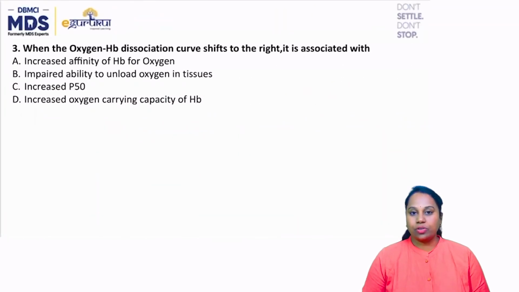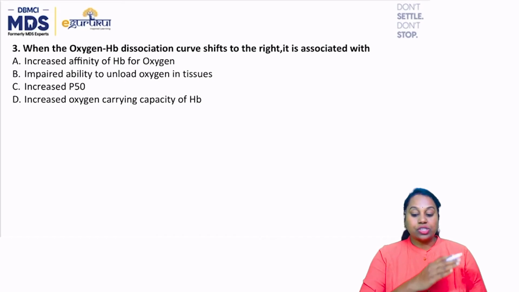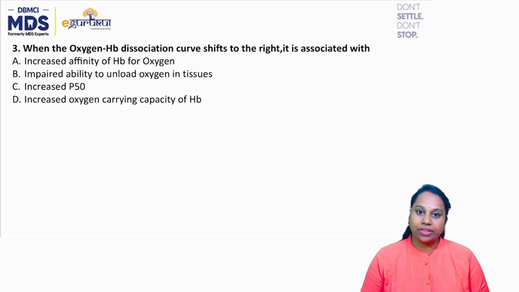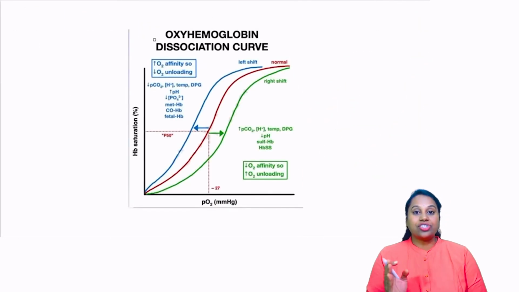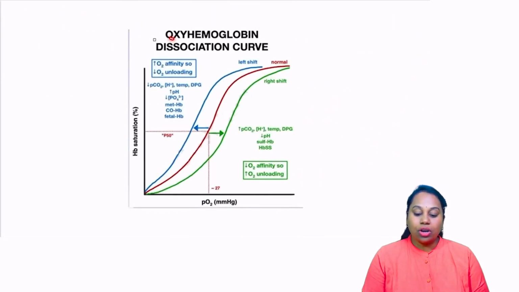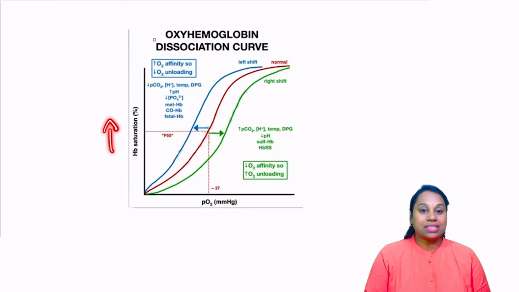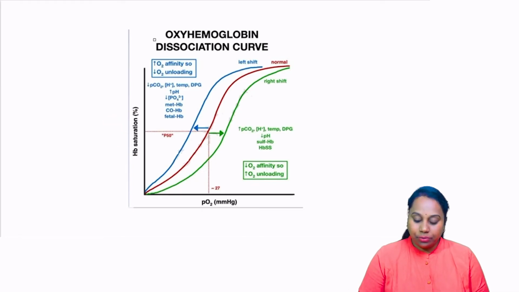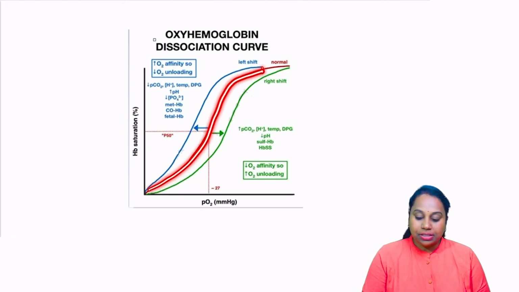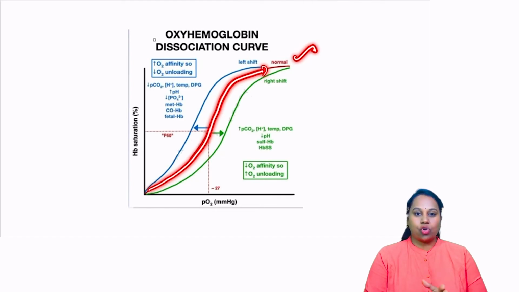Over to third question. When the oxygen hemoglobin dissociation curve shifts to the right, it is associated with. So the question is about the right shift of this curve. This is called oxyhemoglobin dissociation curve with partial pressure of oxygen in millimeter of mercury on x-axis and hemoglobin saturation in percentage on y-axis. And the curve that I'm tracing now in red, this is the normal curve. The red curve is the normal curve.